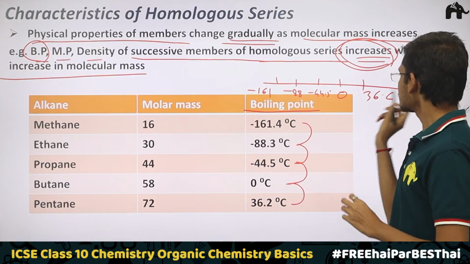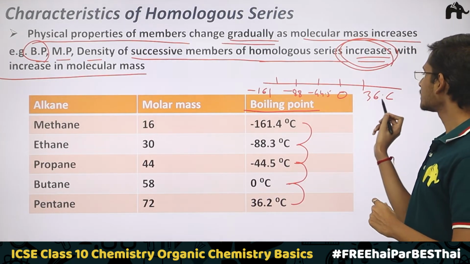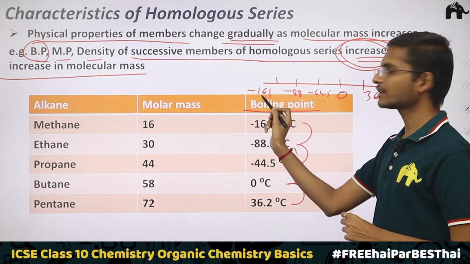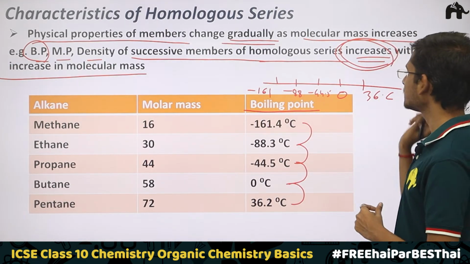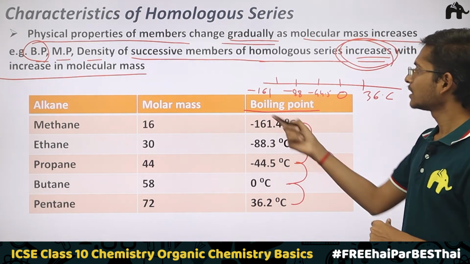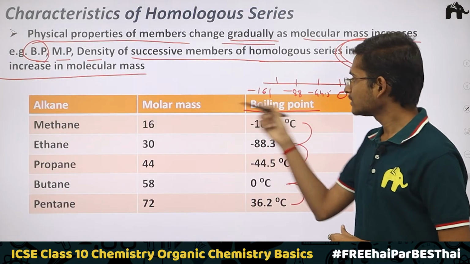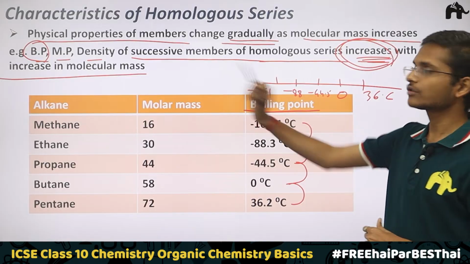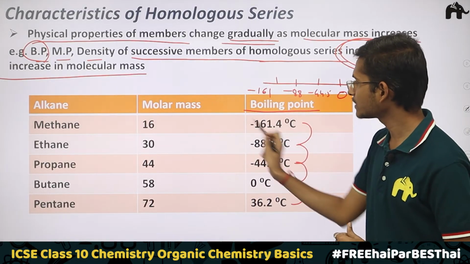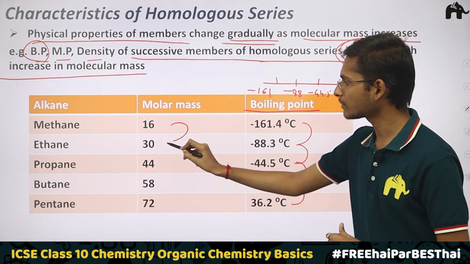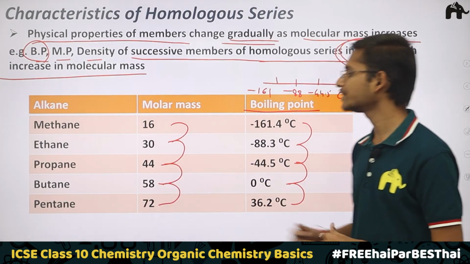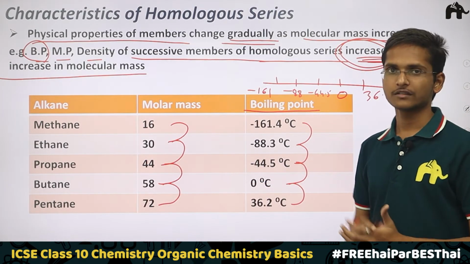This means when we move like this, 36.2, then 0, then -44, -88, -161, this is decreasing, and this is increasing, right? Very simple logic. Now you can observe this is increasing with the increase in the molecular mass. See, it increases with the increase in the molecular mass. So here also the molecular mass is increasing. See, 16 to 30, 30 to 44, 44 to 58, 58 to 72. Is it very clear?